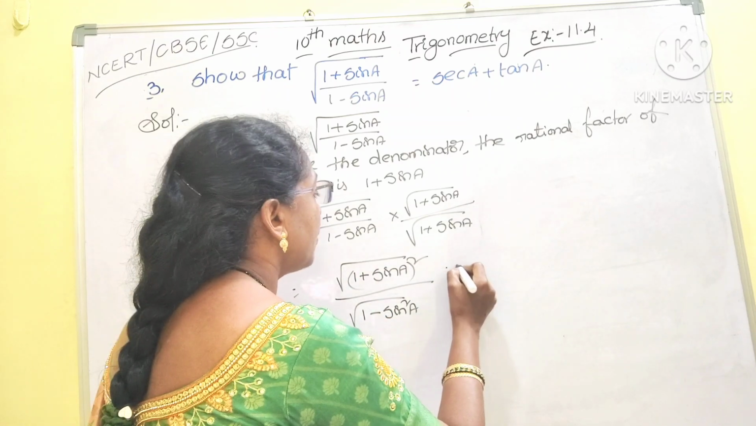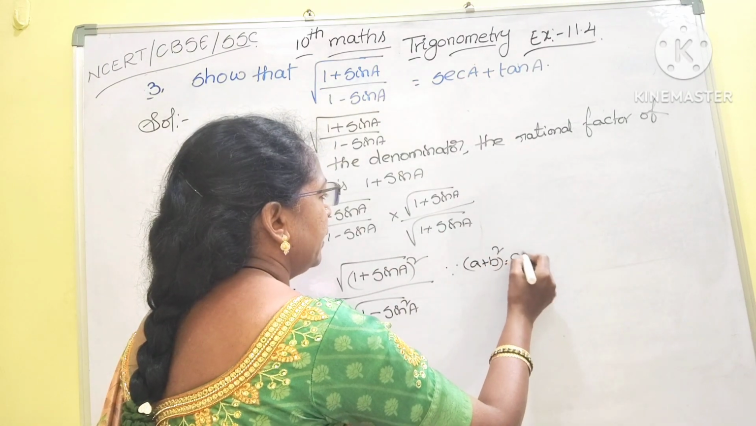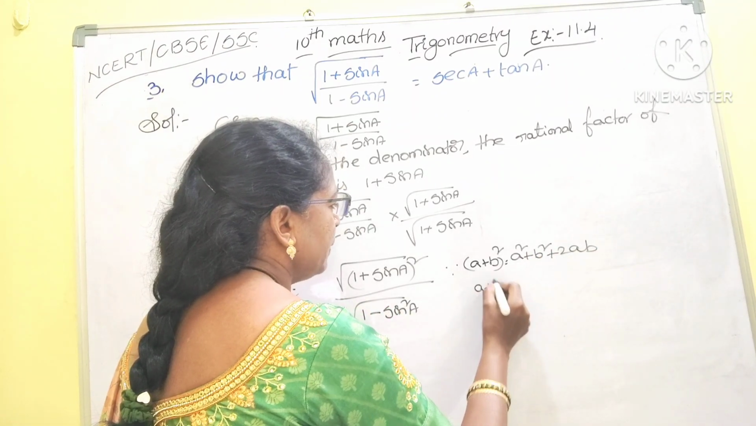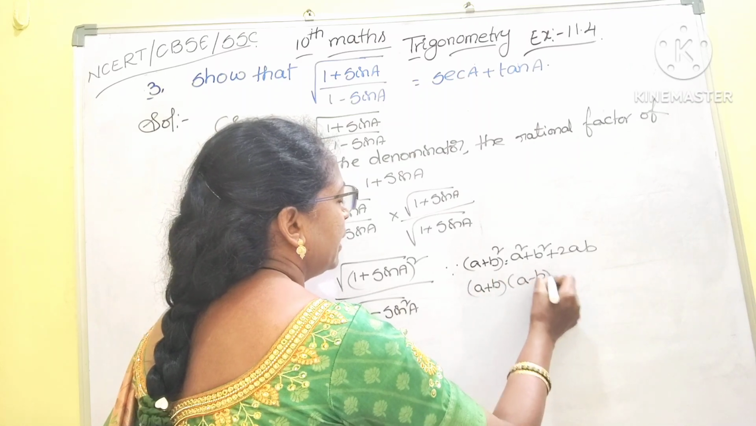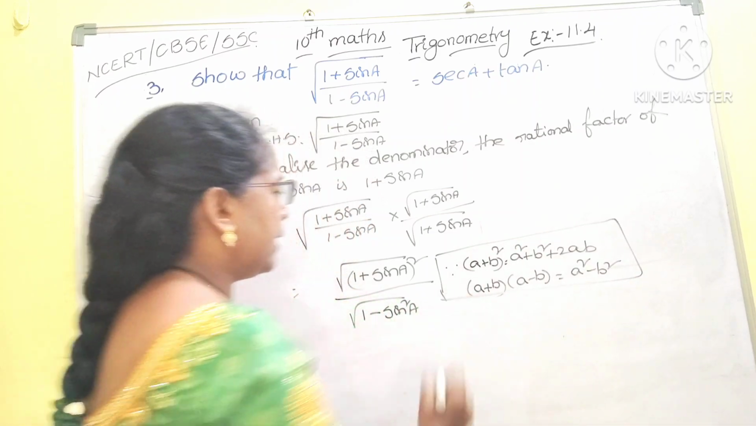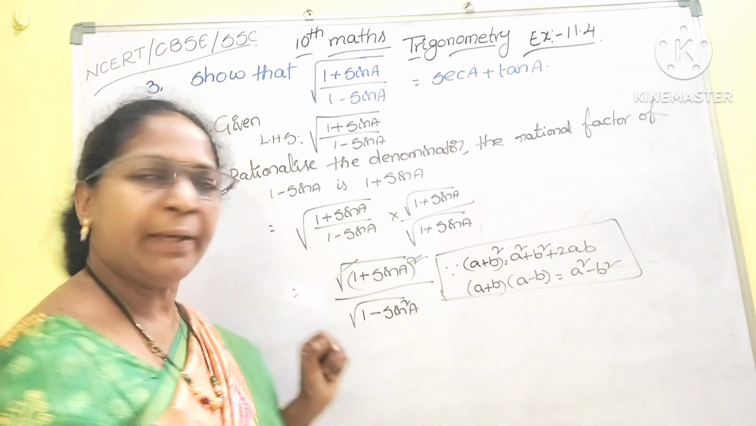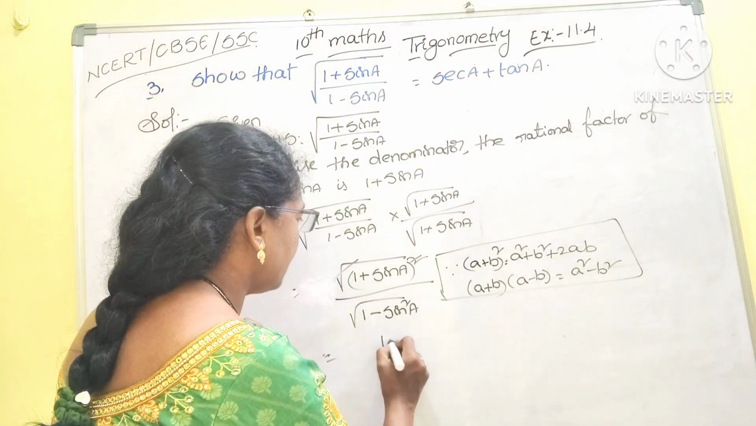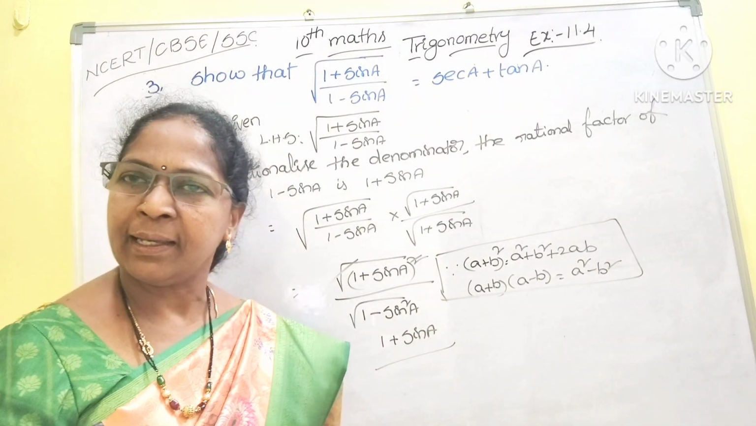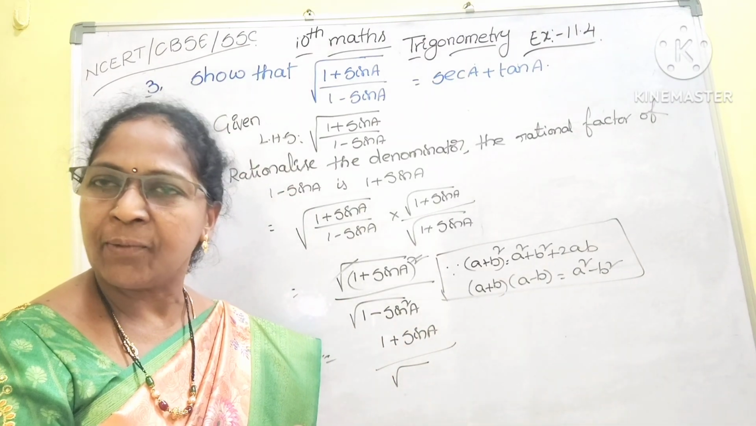Which formula did we apply here? (a plus b) whole square equals a square plus b square plus 2ab, and (a plus b) into (a minus b) equals a square minus b square. These two algebraic identities we applied here. Now here square and square root will be cancelled. So the remaining term is 1 plus sin A by square root of 1 minus sin square A. Square root of 1 minus sin square A equals cos square A.